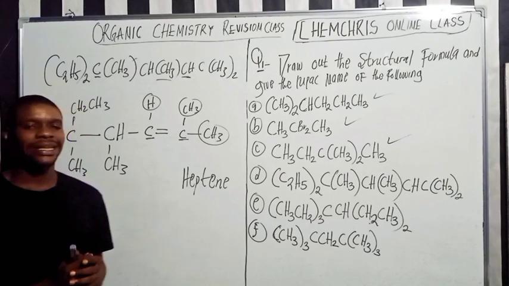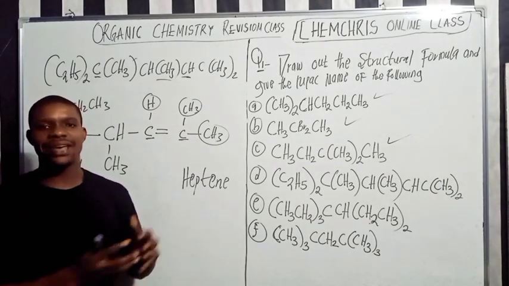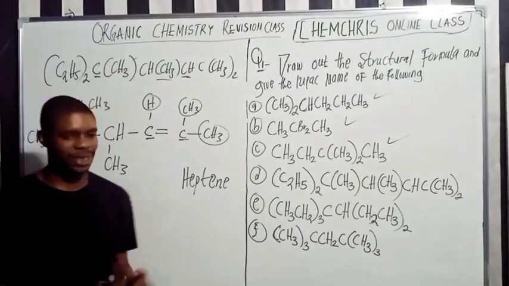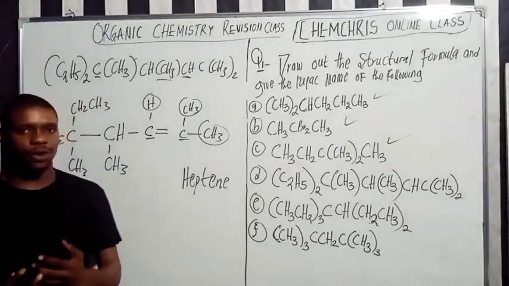Now, why is it heptene? It's a member of the alkene family. Alkenes have a double bond. There's a double bond at this point here, right? So that's why we have heptene. Do you understand? Now, the position of the double bond matters a lot.